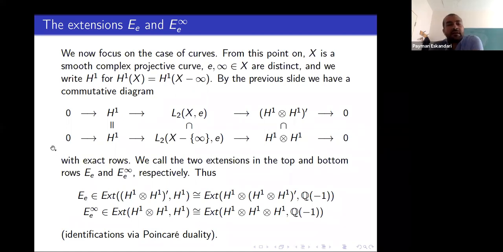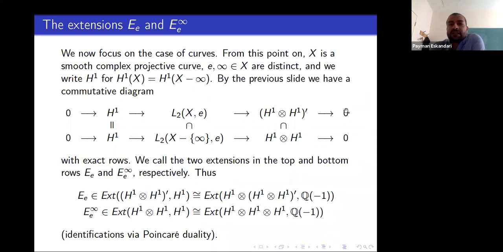So the bottom row here is the image of, so this map is the map of the previous slide. Now it's going to be surjective because the cup product vanishes on that, and that's the kernel. So you get this sequence for the open curve, and for the compact curve, you get this sequence here, and that's the kernel of the cup product.